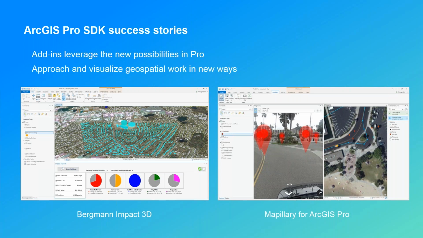So these are just two examples of organizations taking advantage of new functionality in Pro and building new add-ins. And again, we're also seeing many user organizations building exciting new add-ins and planning their migration to Pro this year. Thanks, Rob. All right, great, excellent.